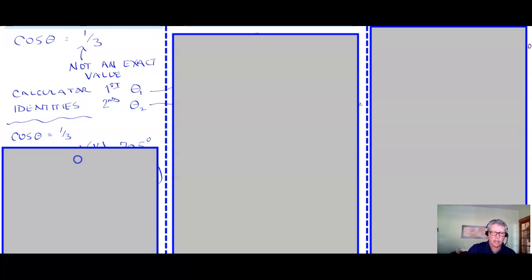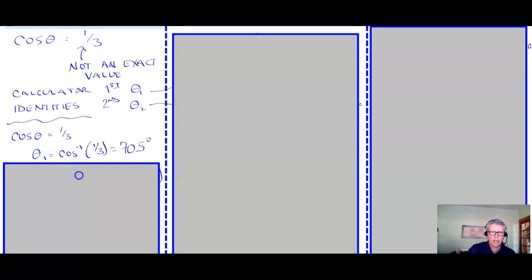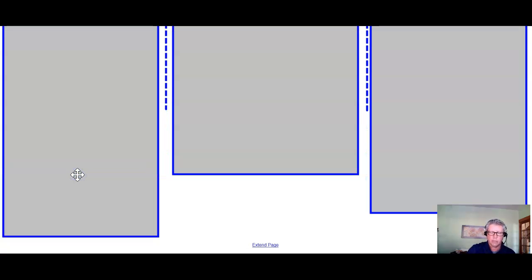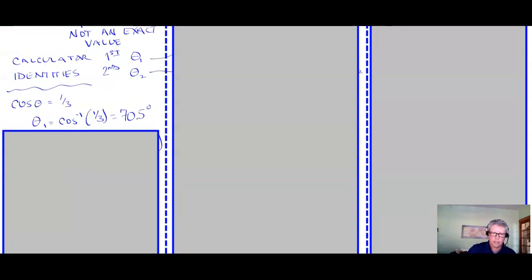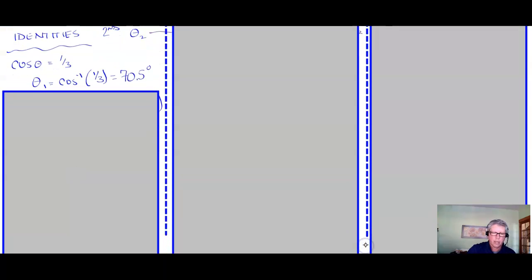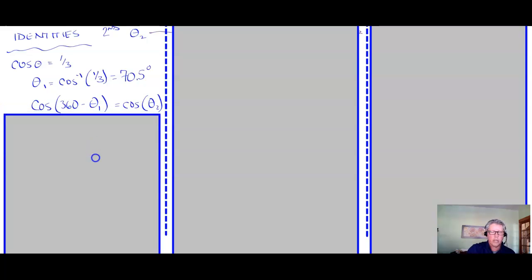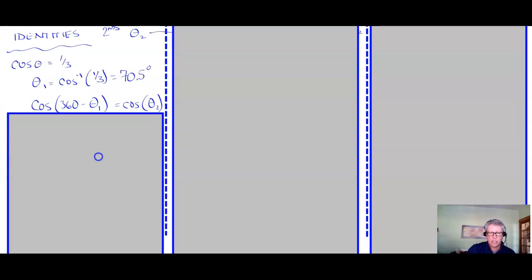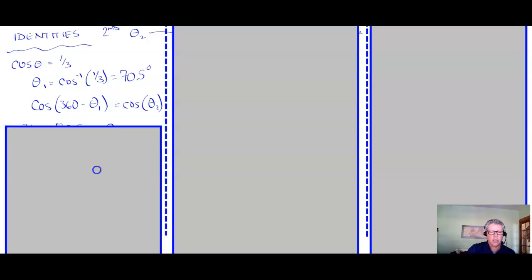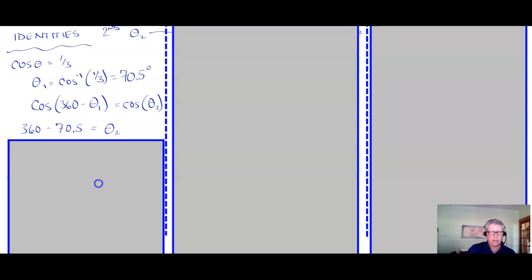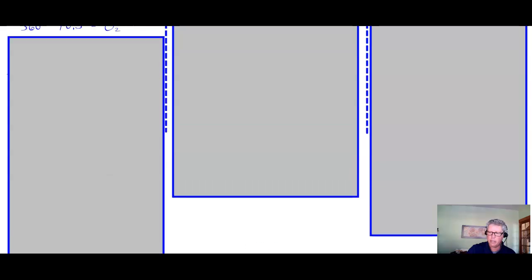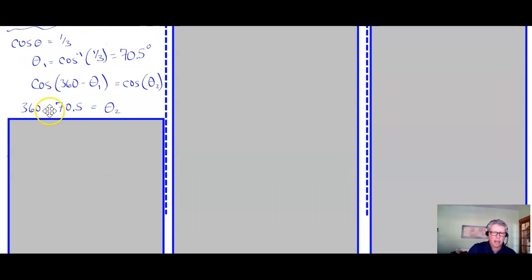So we take cosine of theta equals 1/3 and do the inverse cosine. They wanted the angles between 0 and 360, so we are in degree mode. So 70.5 degrees is our first angle. Now we're going to use one of the identities that says you can find the relationship with 360 minus. So to get the second angle, I take 360 minus the first angle, and I get my second angle.